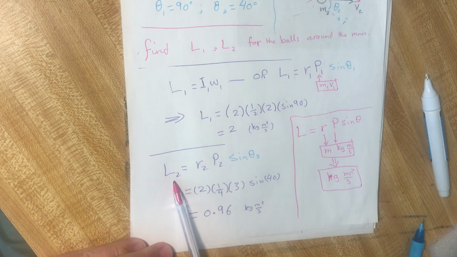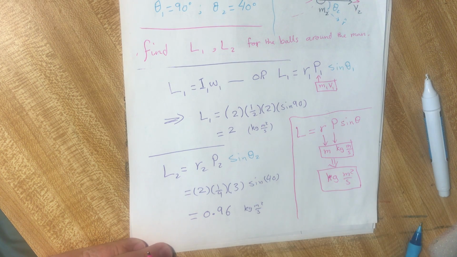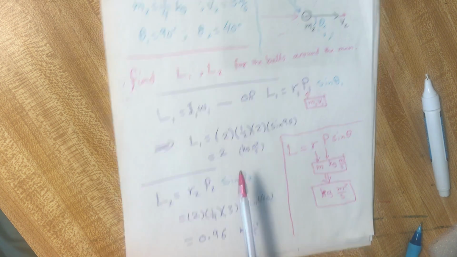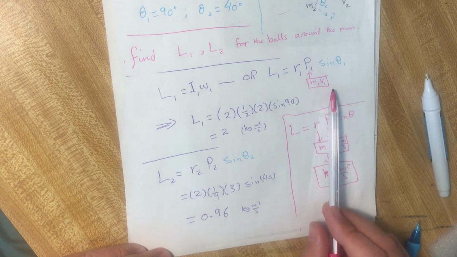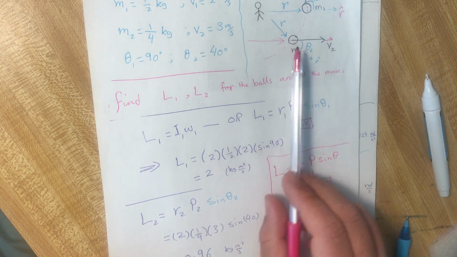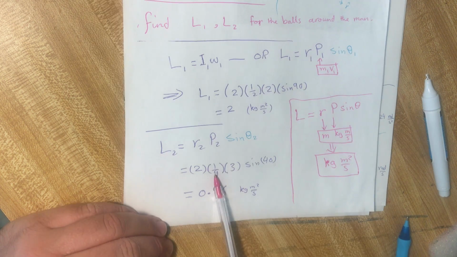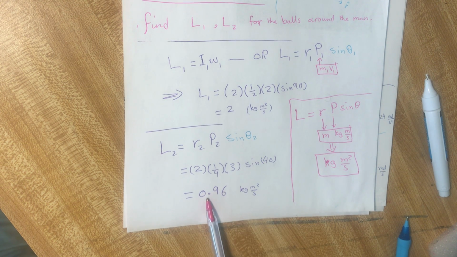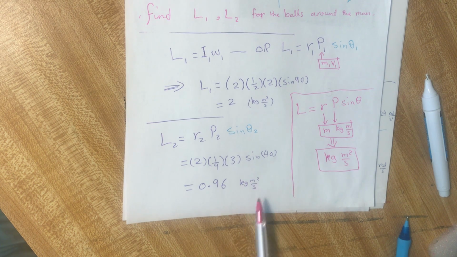Okay, for the angular momentum for the second ball, we have a different theta. L2 is r2 p2 sine theta 2. r2 is the same r, which is 2 meters. p2 is m2 v2. The mass is 1 over 4, v is 3. So 2 multiplied by 1 over 4 multiplied by 3 multiplied by sine 40. This will be equal to 0.96 kilogram meter squared per second.